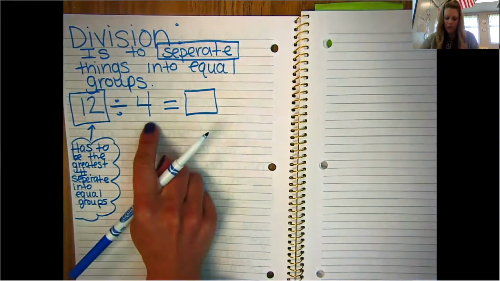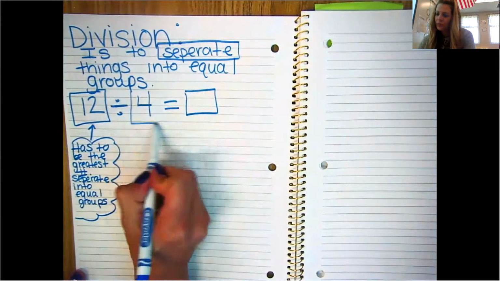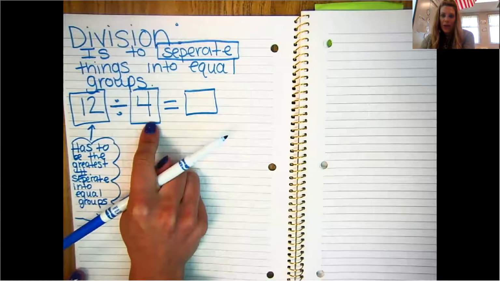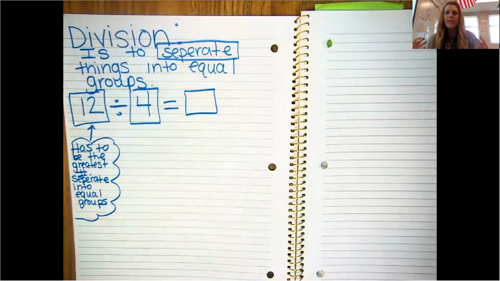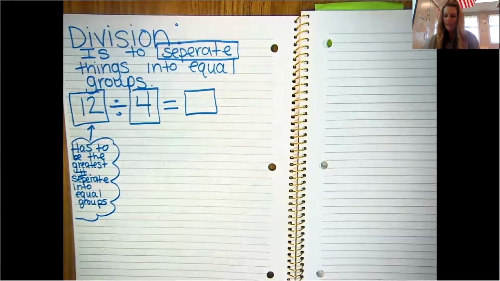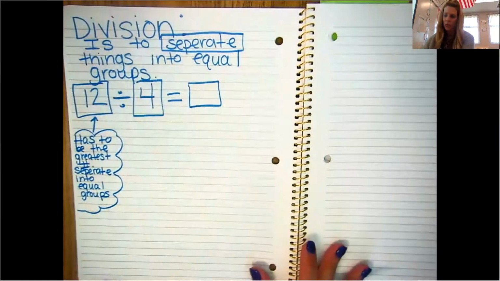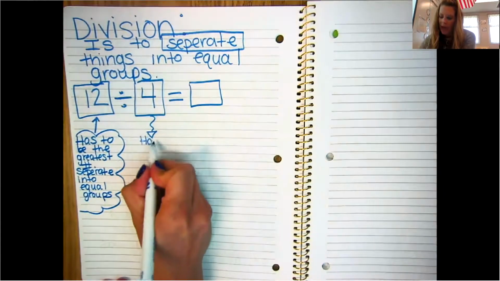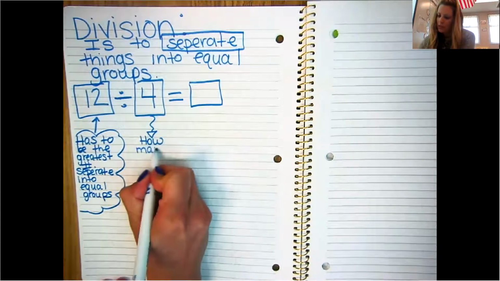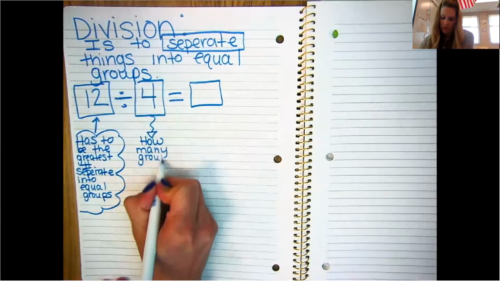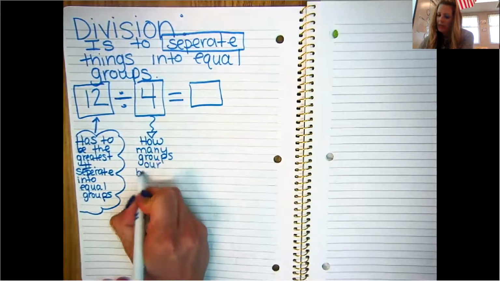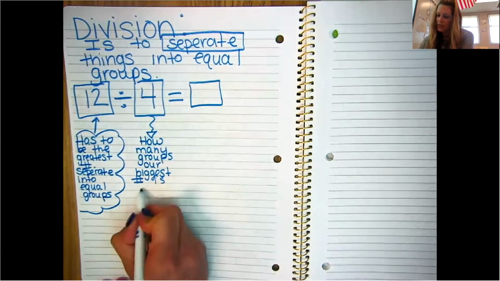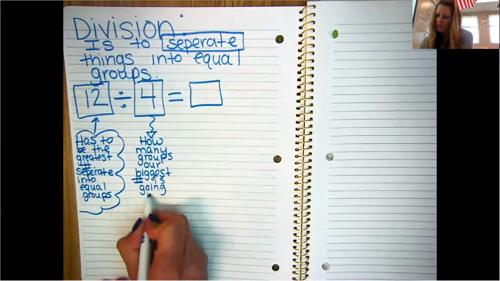All right, so what does the 4 stand for? So we have 12 monkeys, and yeah, it does stand for 4 friends in this word problem, right? But the 4 stands for how many groups this big number has to go into. So for the middle number, it stands for how many groups our biggest number is going into.